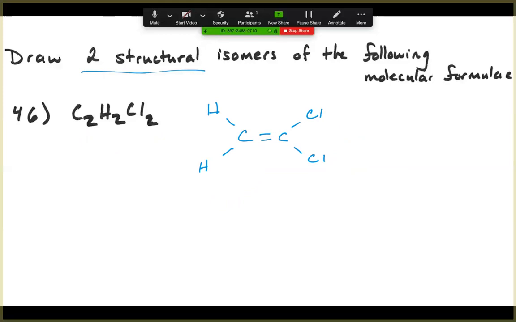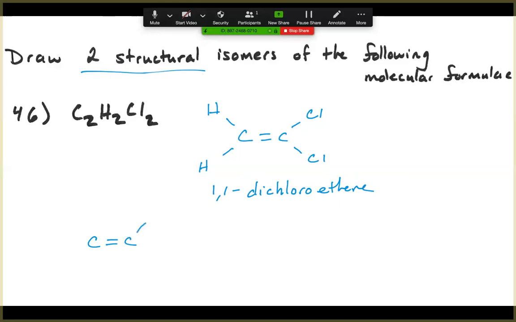So I need to make at least 2 compounds that are structurally and chemically different. How can I tell? The quick way, and I don't think I gave you this hint, is to name the molecule. If the molecule has a different name, it's a different compound. If I look here, I got 1,1-dichloroethene. That's one molecule.